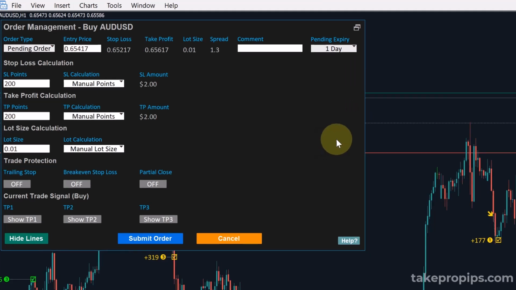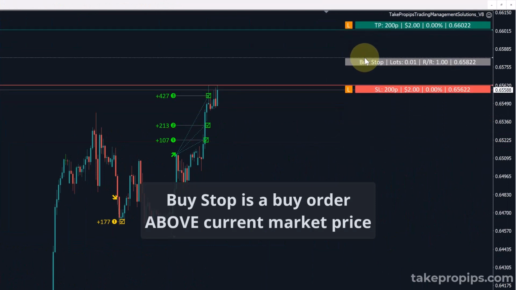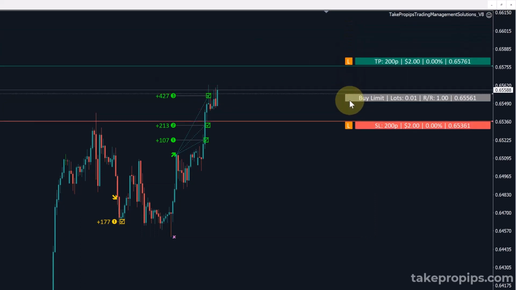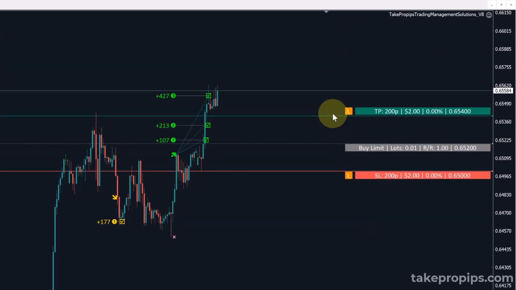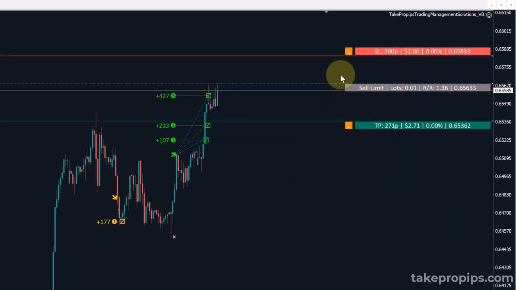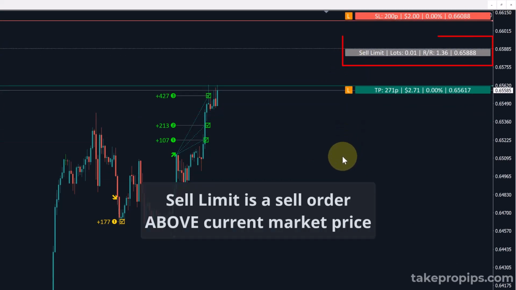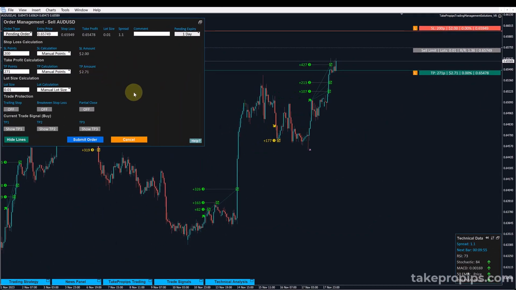There are four main types of pending orders. Buy stop, an order to buy a currency pair at a price above the current market price. Buy limit, an order to buy below the current market price. Sell stop, an order to sell a currency pair at a price below the current market price. Sell limit, an order to sell above the current market price. These orders allow you to anticipate market movements and set your strategy in motion automatically.